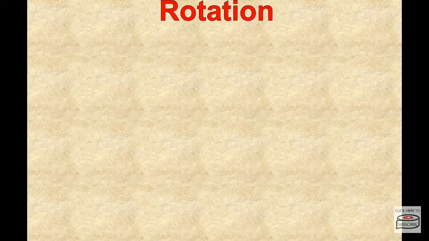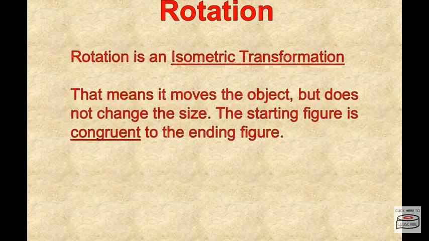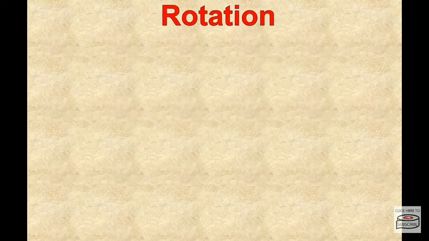Now we're going to talk about our transformation of rotation. Rotation is what we call an isometric transformation. That means it moves the object, but it does not change the size. In other words, the starting figure is congruent to the ending figure. Congruent meaning that all the side lengths and angle measurements are all the same when you start and when you finish. So this is what rotation looks like.